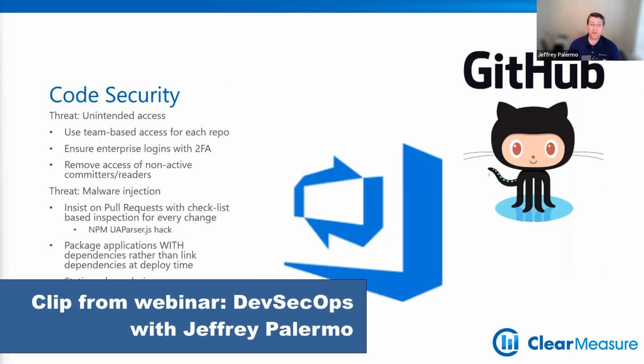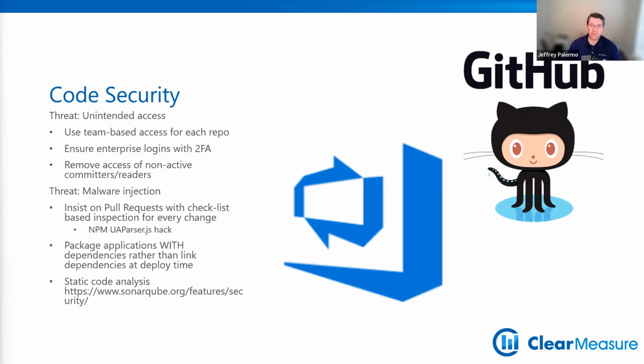All right, code security. So now we're at the Git repository. We have intellectual property, that is the source code, and we want to integrate some security controls to make it less likely that that intellectual property will be compromised. And of course, there's two threats that I want to really dive into.